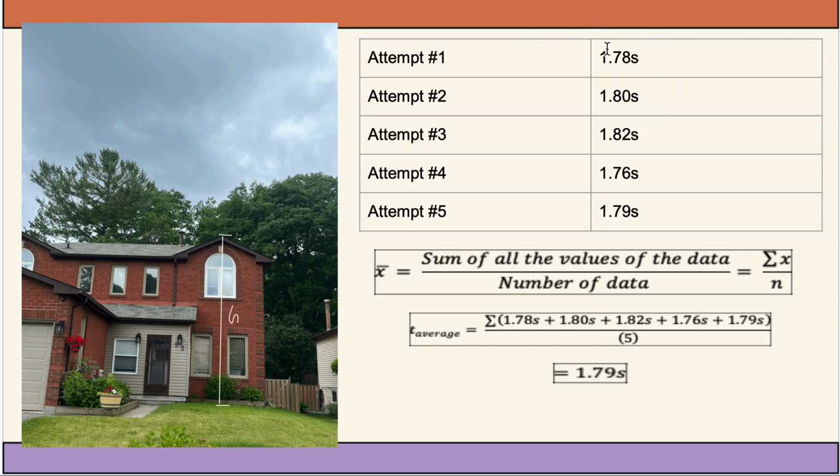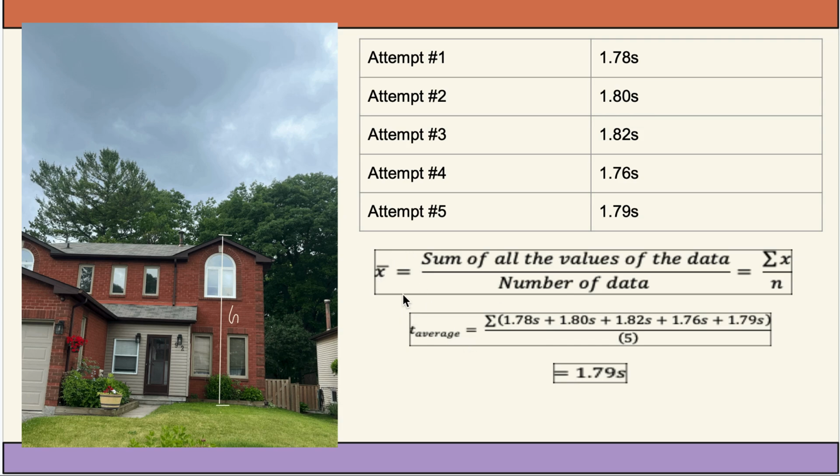So instead of using each attempt, which would not be very accurate to plug into the equation later, we can just find the average of these attempts, and we can use the equation x bar equals the sum of all the values of the data divided by the number of data, which can be represented by the Greek letter sigma, the sum of all the values divided by n. I learned this equation from the statistics class this semester.